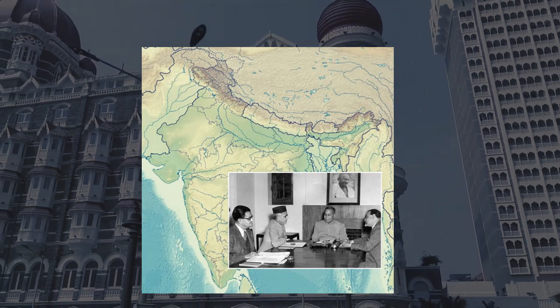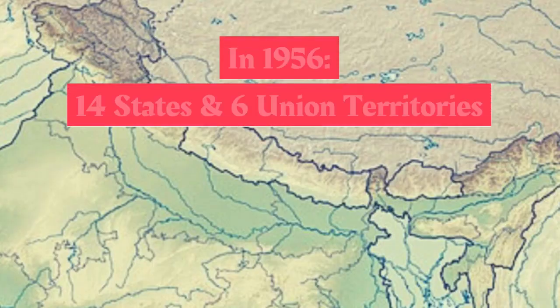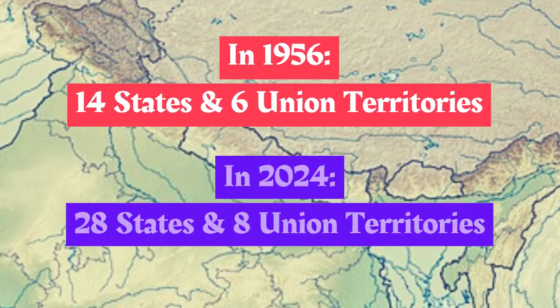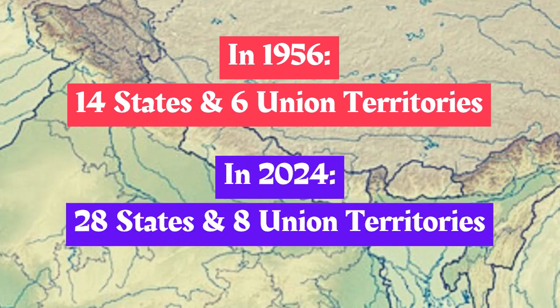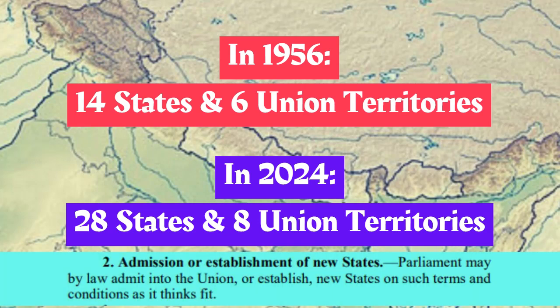The reorganization of states is a pivotal point in the discussion. In 1956, in the post-independent period, the Government of India divided the country into 14 states and 6 union territories under the State Reorganization Act. And as of 2024, the number of states stand at 28 and that of union territories at 8. The massive change in the number of states is nothing but an evidence of the significant parliamentary power and its enforcement under Article 2 of the Indian Constitution.